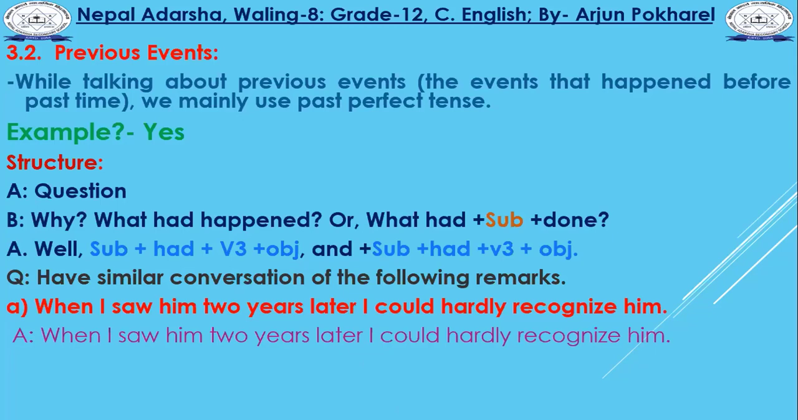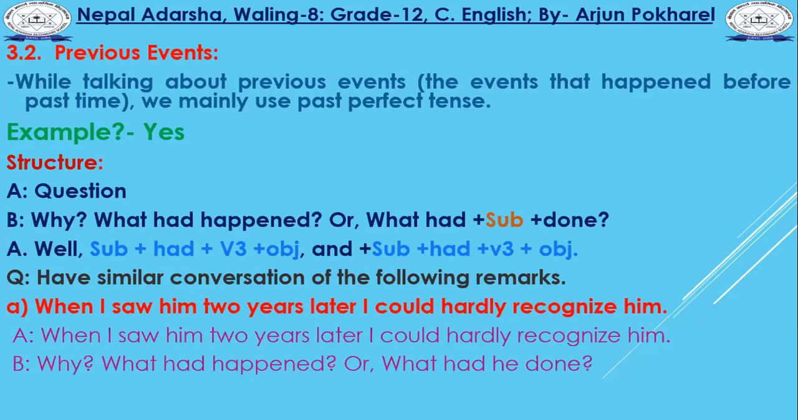That is, they hadn't met each other for 2 years. And when I saw him for the first time after 2 years, I could hardly recognize him. That is, he couldn't recognize him. He couldn't know who he was. Now the question is this, and B says what? B says why. Why didn't you recognize him? This means what? Why didn't you recognize him? Why refers to what here?